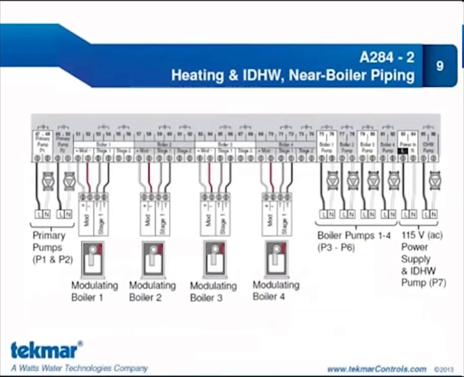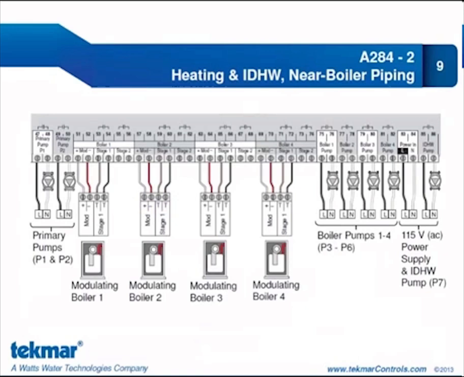Taking a look at the bottom half of the control for this application and starting on the left-hand side, we have our two primary pump connections. Again, easy to distinguish which terminals are for which pump because of the color coding. Then we have our four boiler banks. Each of these boilers is a modulating boiler, but all boilers will require the modulating signal as well as a power enable. So we connect the mod plus minus terminals and the stage 1 contacts to the TT contacts on the boiler.